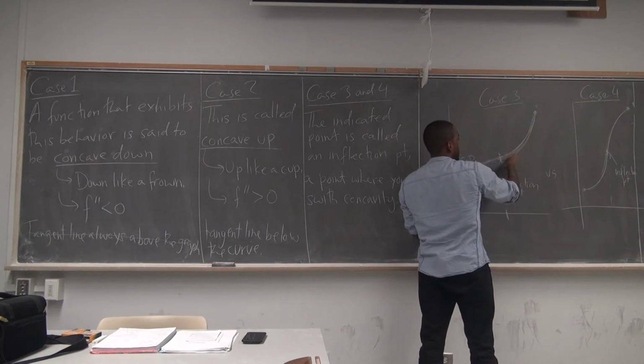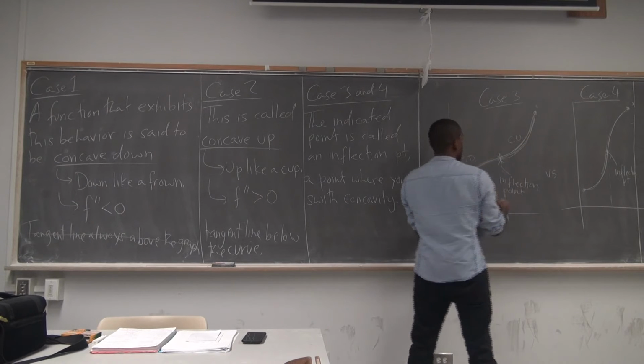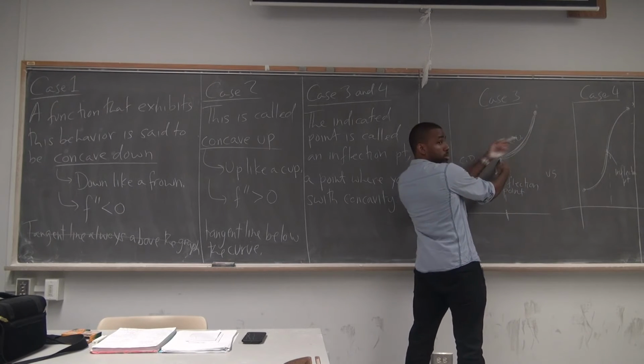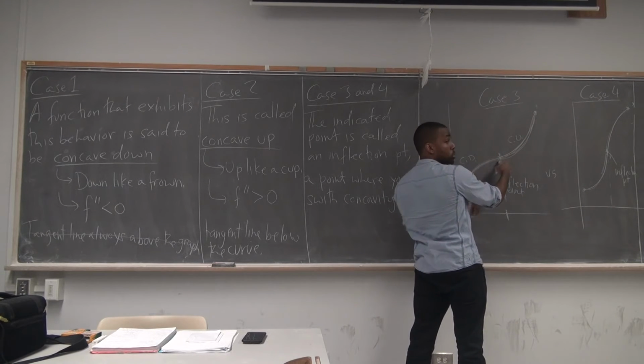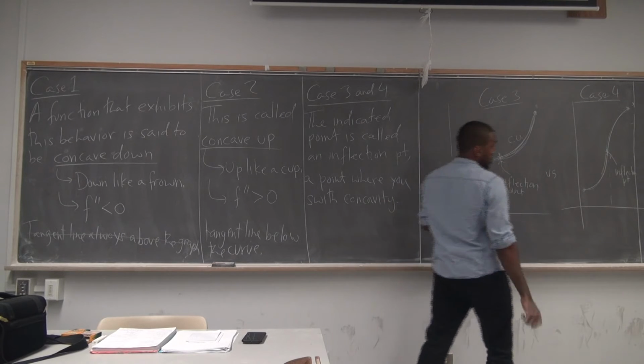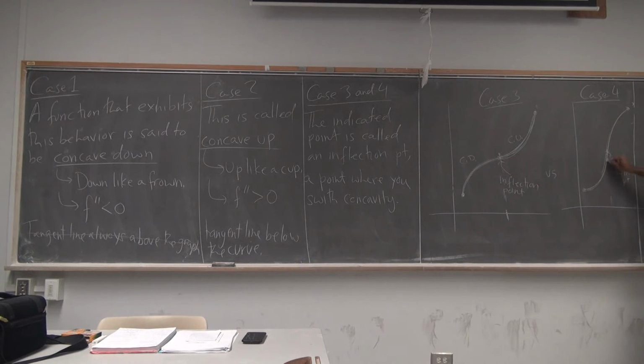You look like a smiley face. Over here you're concave up. So at this point you switch from concave down to concave up. That point is called an inflection point. Similarly here, you're concave up like a cup on this side. At this point you switch though, you switch to look like a frown. This is called concave down. The point where you switch from concave up to concave down is called an inflection point. Once you switch concavity, it doesn't matter if you switch from down to up or up to down, the point where that switch happens is called an inflection point.